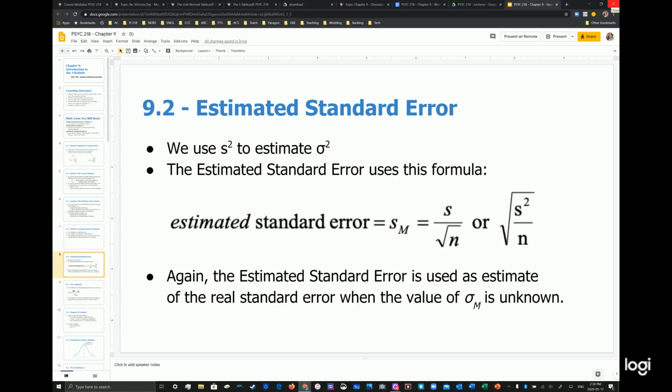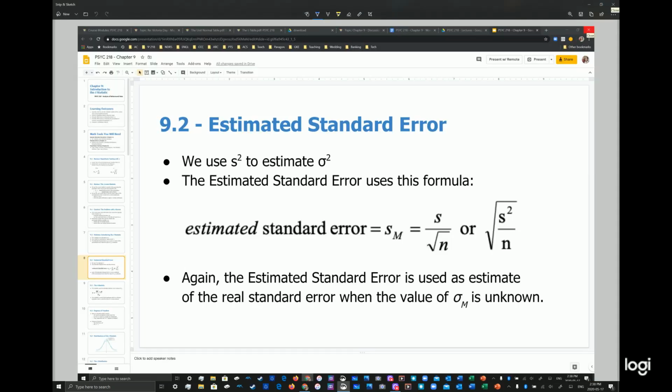So here it is, the next slide. This is our estimated standard error. Again, the concept is the same, except we plug in different values. This time, instead of using population values like sigma squared, we use s squared. Again, this is because we're using sample data.